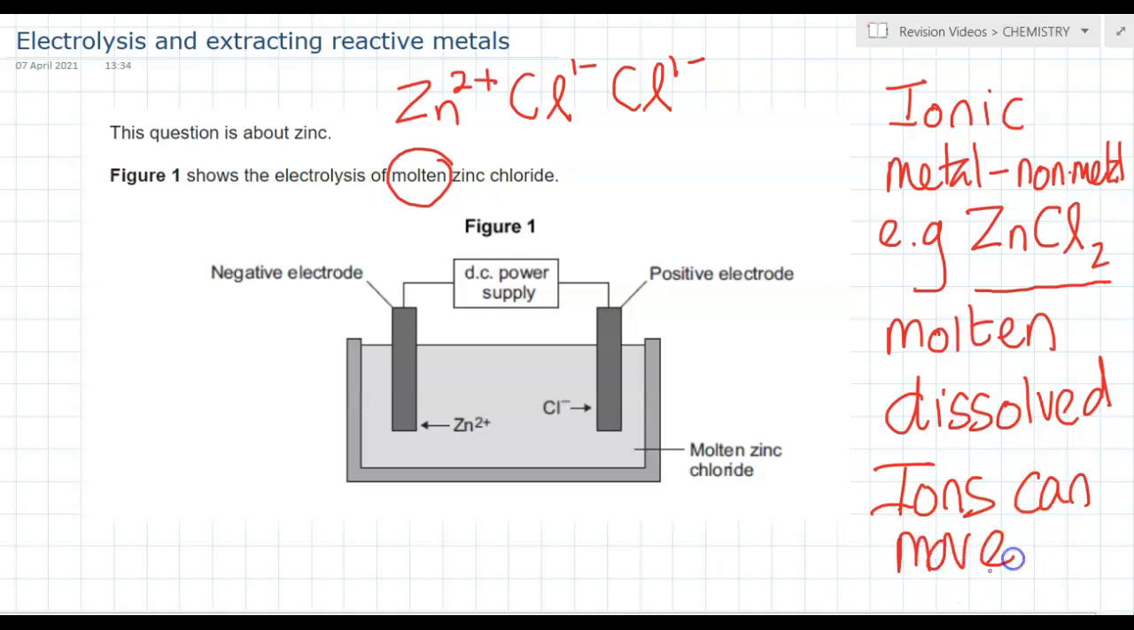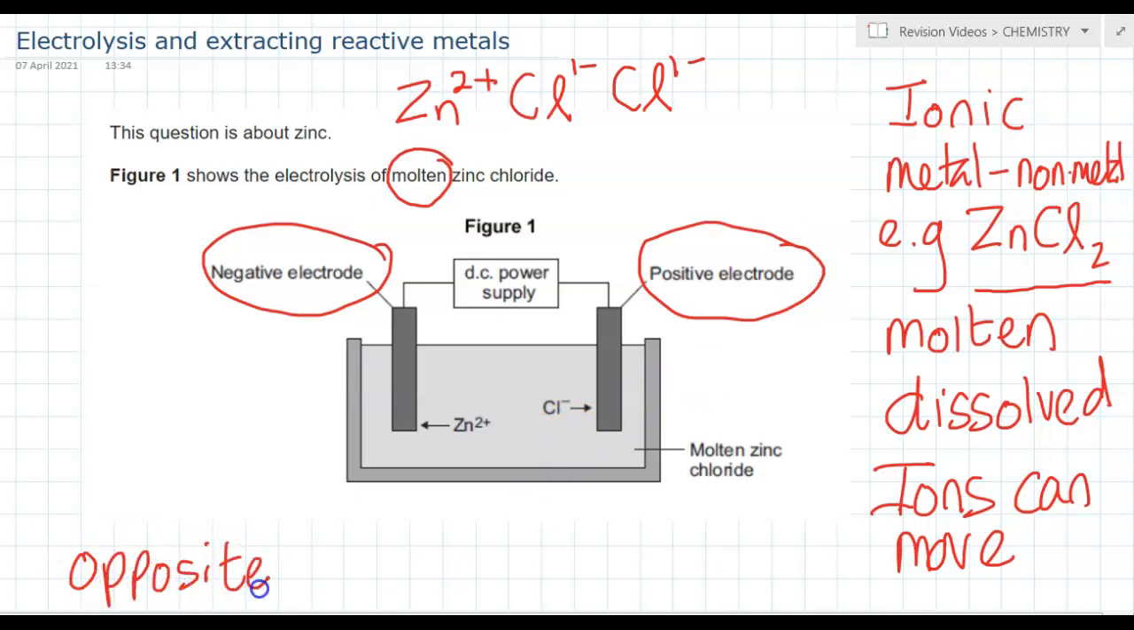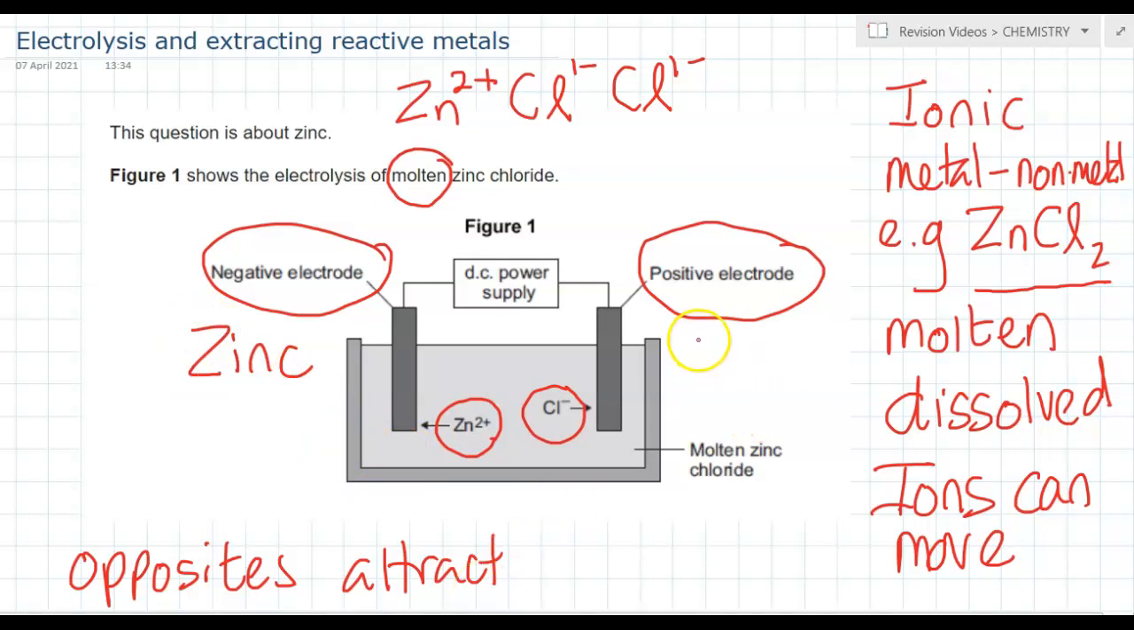So why do we need a liquid? So that the ions can move and carry the charge and create an electrical current that's going to complete this circuit. During electrolysis, we've got two electrodes, a negative one and a positive one. Opposites attract, so the negative chloride ions will go to the positive electrode, and the zinc ions, which are positive, will be attracted to the negative electrode. So the products of this electrolysis will be zinc forming at the negative electrode and chlorine gas forming at the positive electrode.